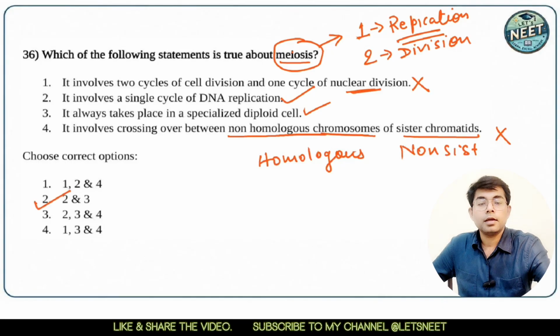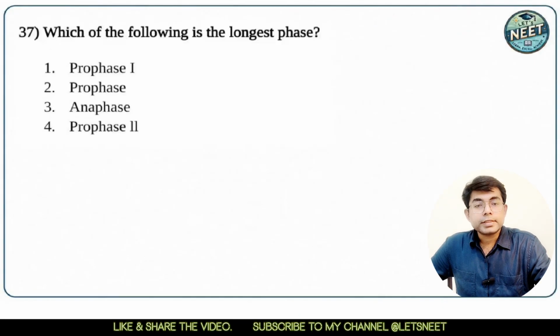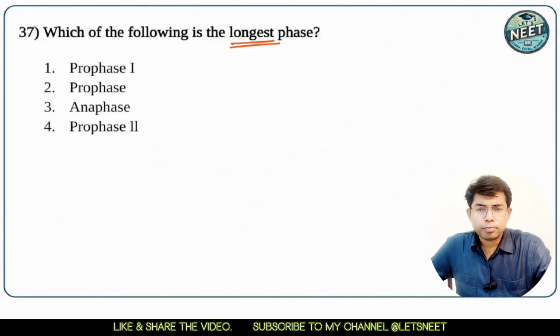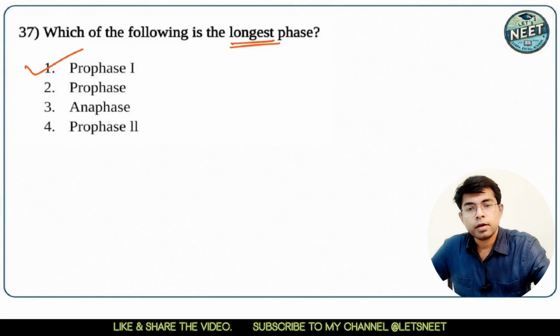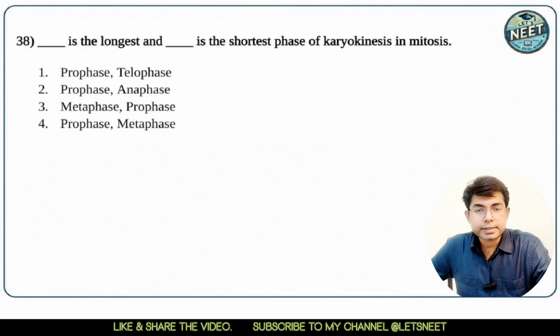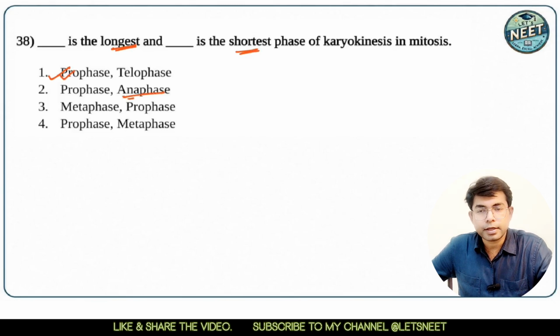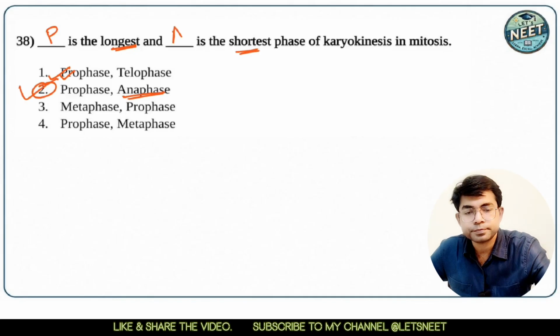Next question. Which of the following is the longest? Very simple question. Prophase, right? Even if you compare prophase 1 and prophase 2, prophase is the longest phase. Then longest and shortest. So longest we have just said, prophase is the longest and the shortest one is anaphase. So the second one will be the right answer. Longest is prophase and shortest is anaphase.